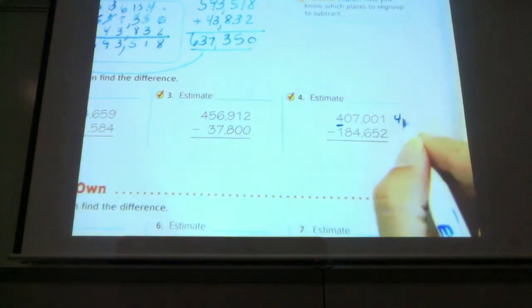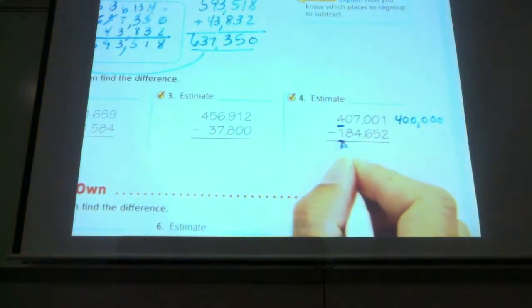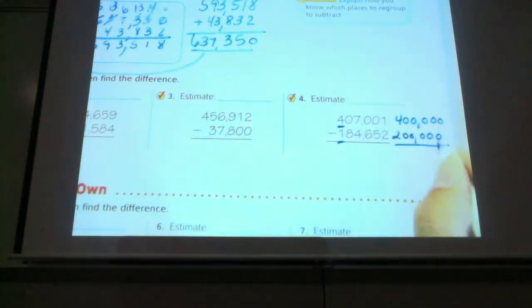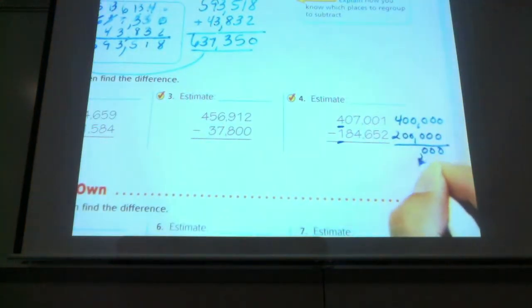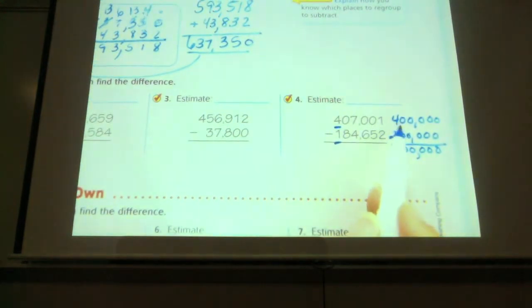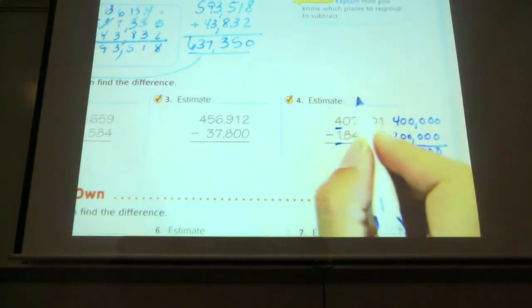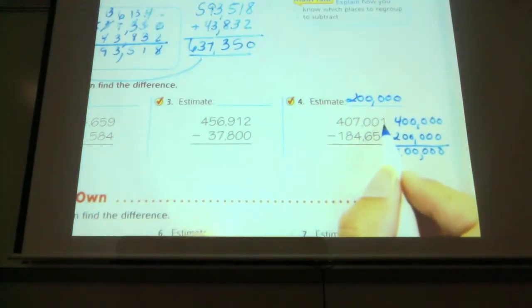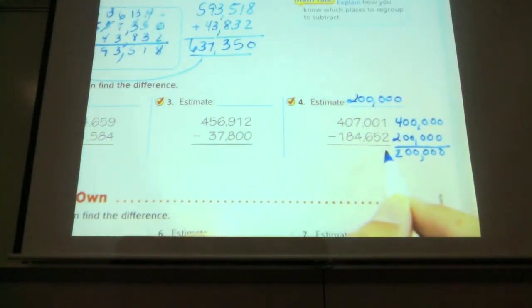What is this number rounded to the nearest 100,000? 400,000. What is this number rounded to the nearest 100,000? 200,000. I'm going to subtract those. So now we're subtracting. So I subtract 400,000 minus 200,000 and I get 200,000. That's my estimate. Can I do 1 minus 2? No. So I'm going next door and I keep going and everybody has zeros and thankfully when I get to the thousands I have something to regroup.